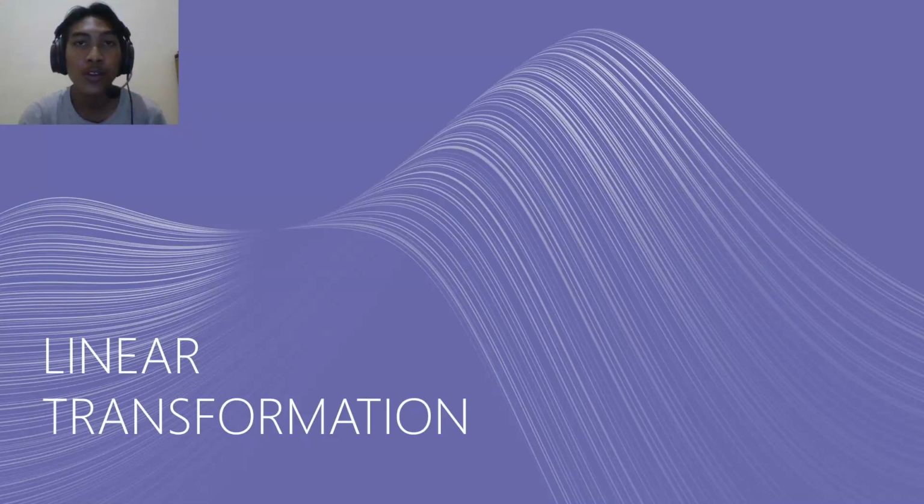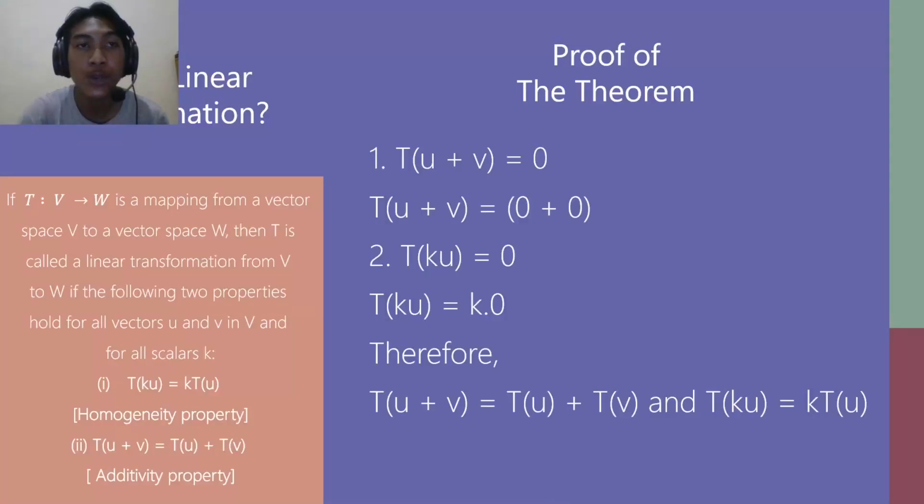So we're going to move on to the next explanation, which is: what is a linear transformation? A linear transformation is a displacement from one space, which is usually called the domain, to another space, which is usually called the codomain. It's denoted like this: transformation T from V to W. This is the domain and this is the codomain.